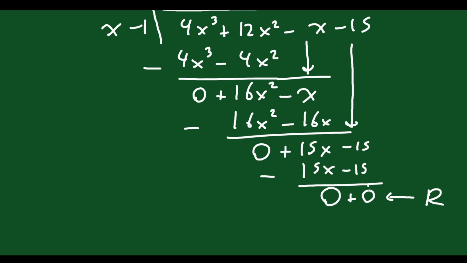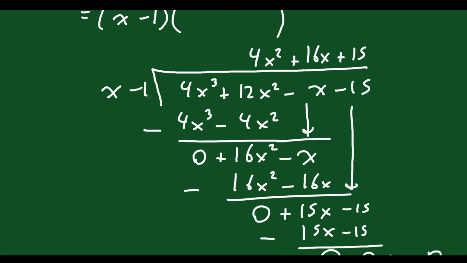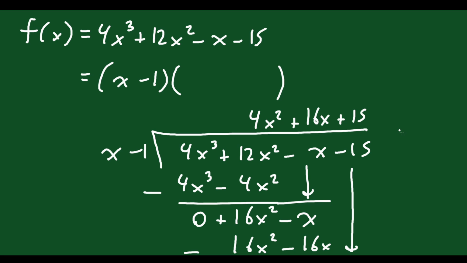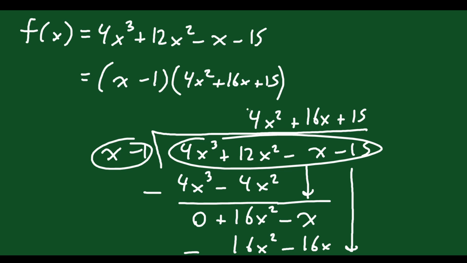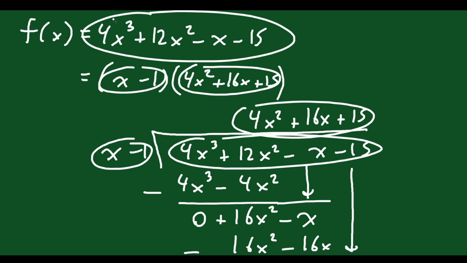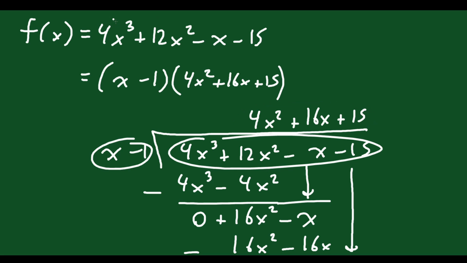If there's a remainder here, it means you made a mistake, right? At least for this type of question, if you get a remainder, that means you made a mistake, because x minus 1 should go into this perfectly with no remainder, right? Now the answer is on top, 4x squared plus 16x plus 15, meaning that you can put it here, right? Because this divided by x minus 1 was that. So that means that x minus 1 times that answer is that original thing. Okay, hopefully that makes sense to you.